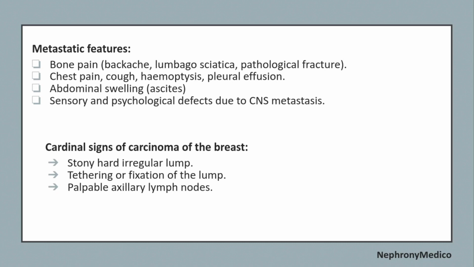Now, metastatic features like bone pain, chest pain, cough, hemoptysis, pleural effusion, abdominal swelling, sensory and psychological defects due to CNS metastasis. And the cardinal signs of carcinoma of the breast include a stony hard irregular lump, tethering or fixation of the lump, and palpable axillary lymph nodes.